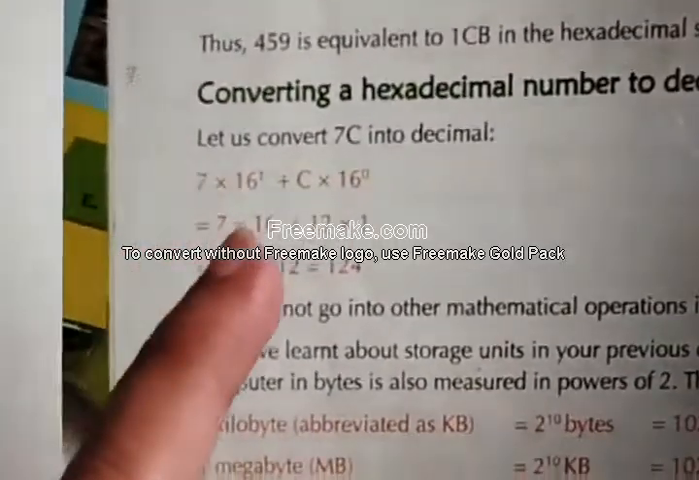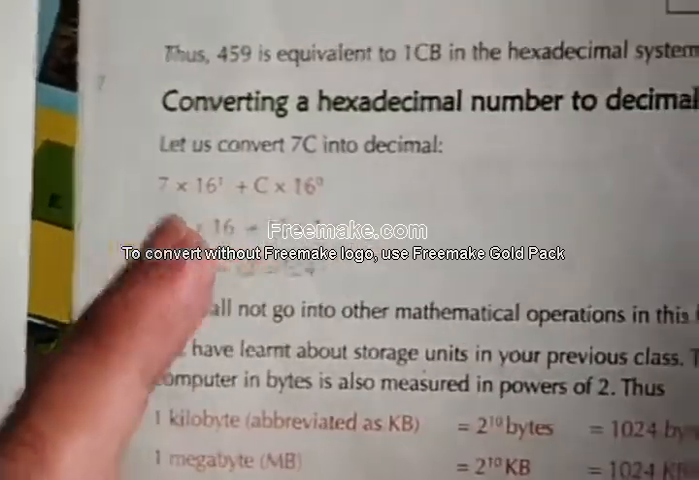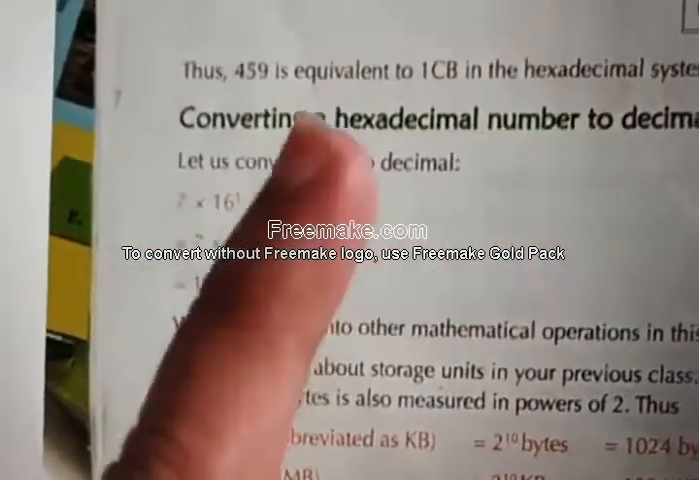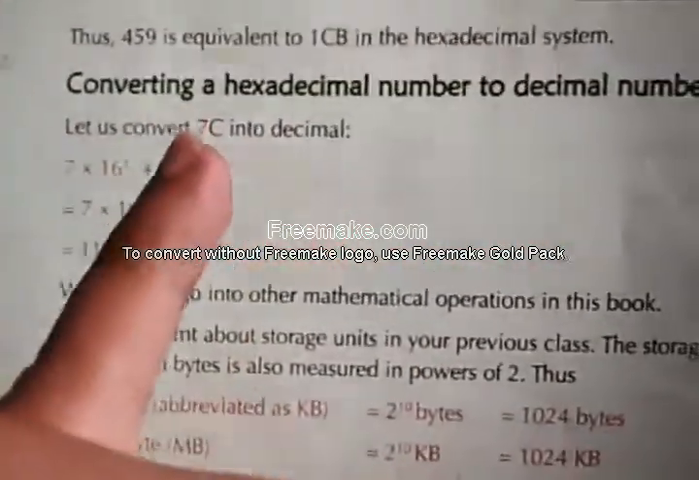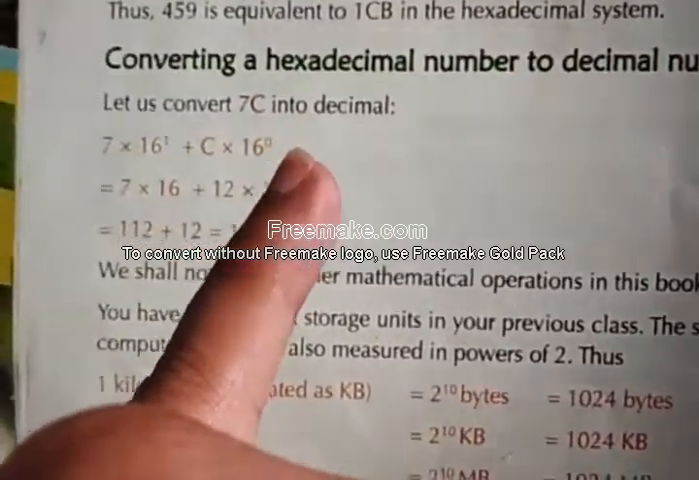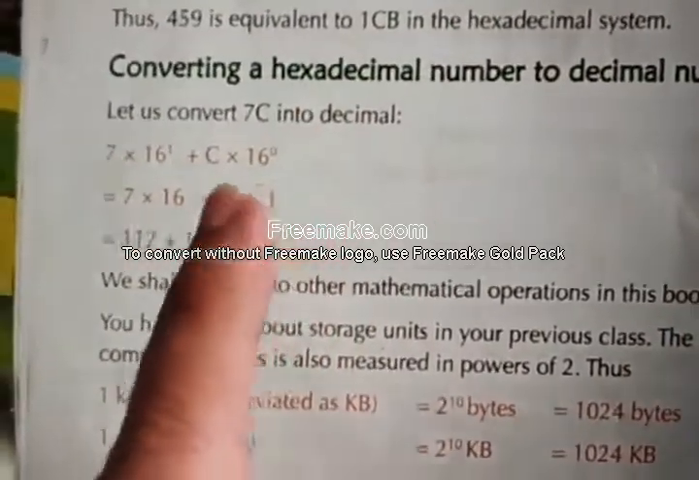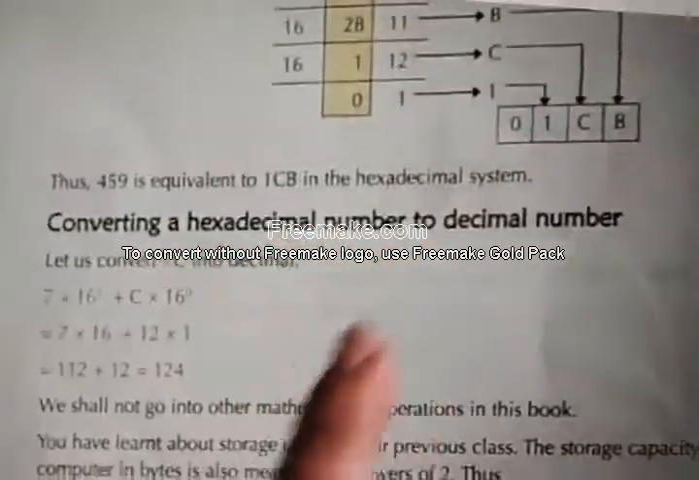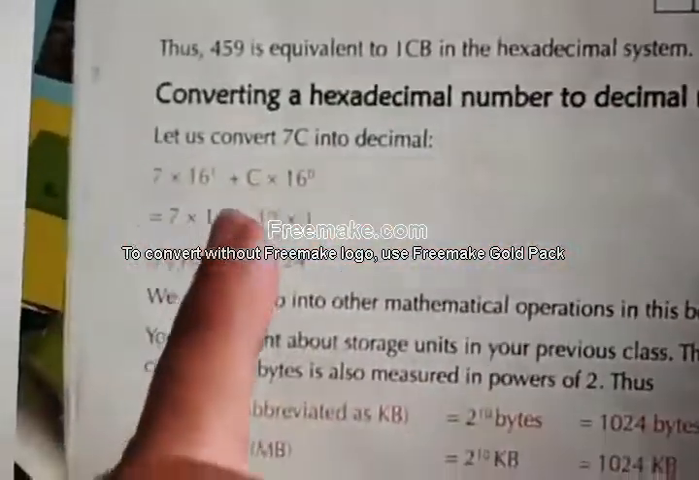Next, 7 into 16. So what does this mean? 16 to the power 1 means only 1 time 16. So 7 into 16. Any number to the power 0, as I told before, will be 1. So 12 into 1. Why is it 12? Because C means 12. So 12 into 1.